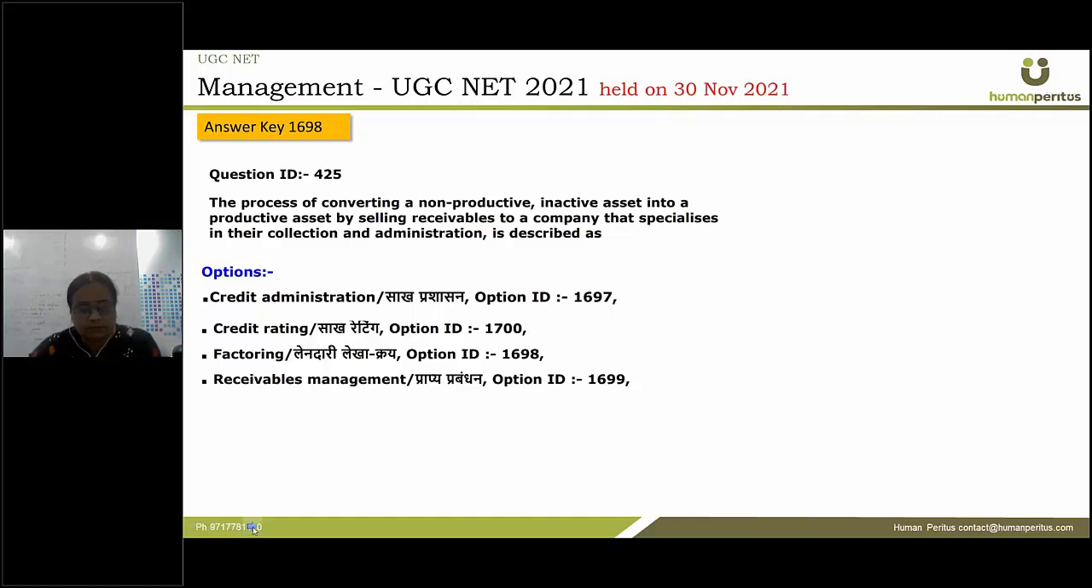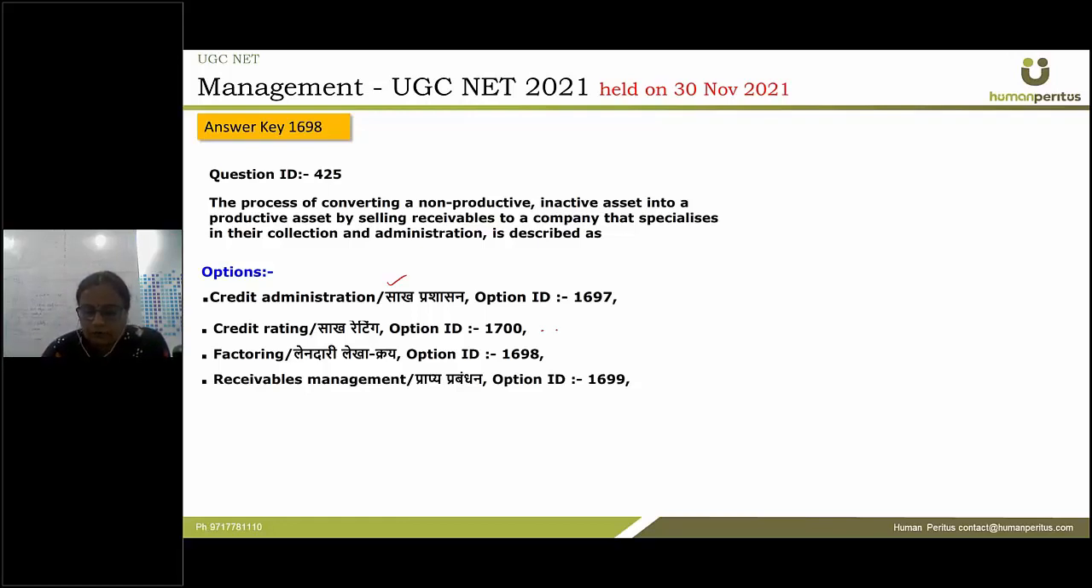The short answer is factoring here, and the rest of the three options are just to confuse. So what actually is credit administration? It is a very generic term. Credit administration is a department in a particular financial institution or bank which takes care of credit-related things, right?